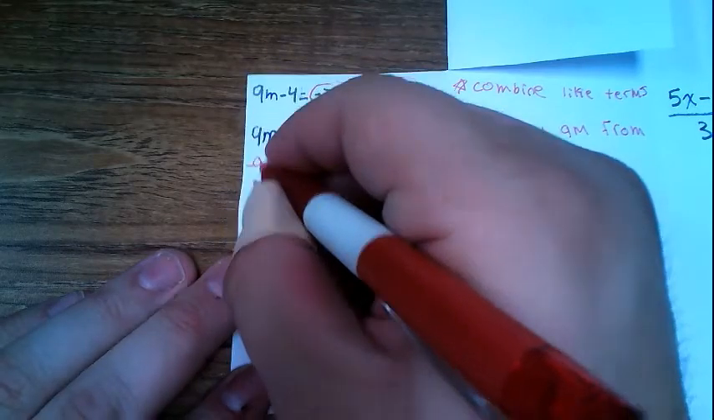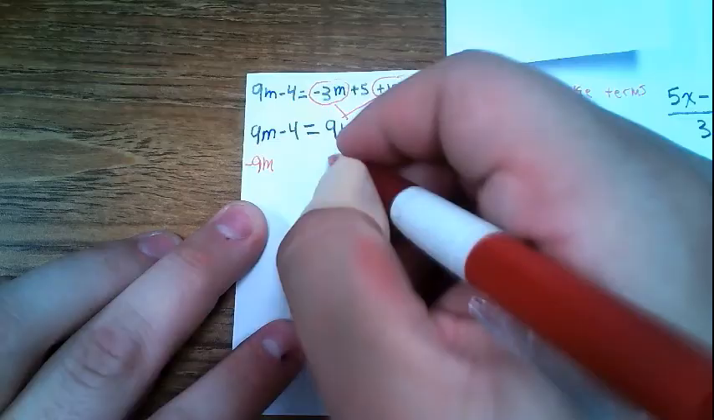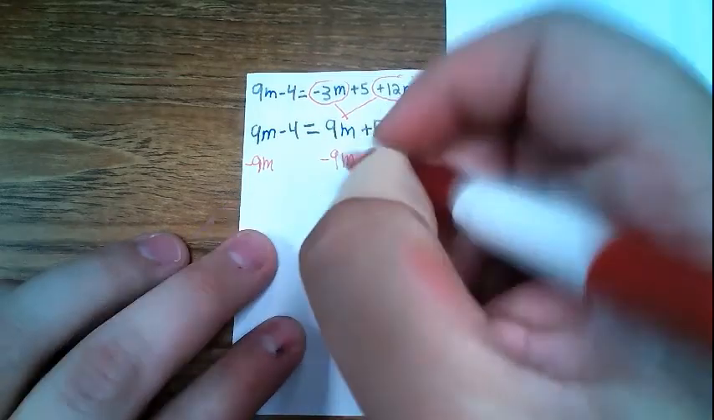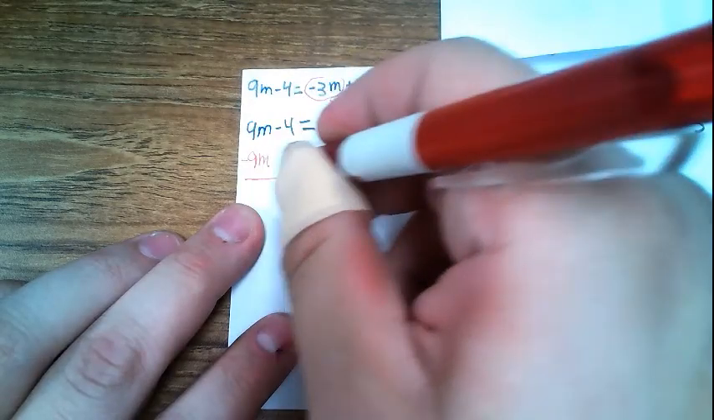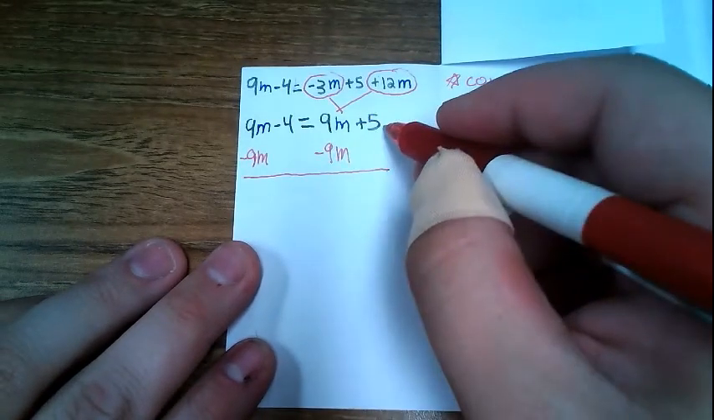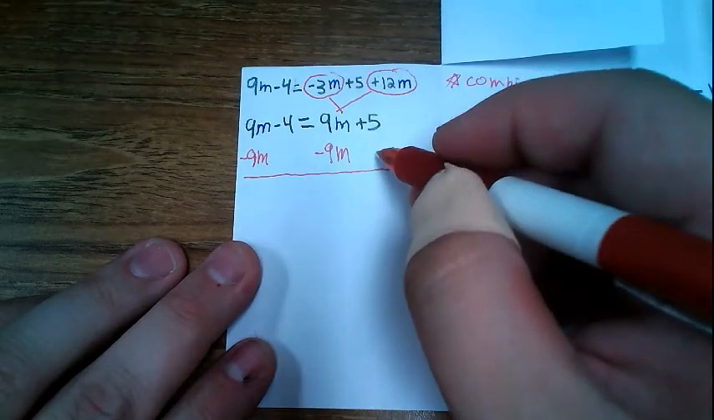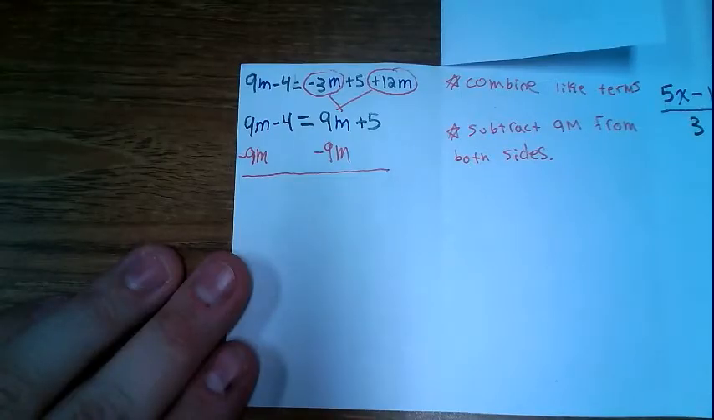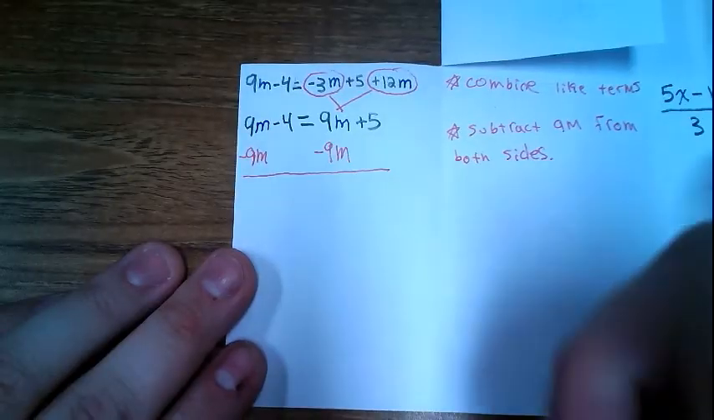So I subtract 9m and subtract 9m. And make sure you write those variables right on top of each other so it doesn't look like you're taking a 9m away from the 5. Right? We wouldn't want to write it over here. And let's take a look at what happens.